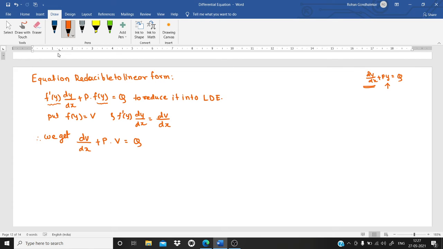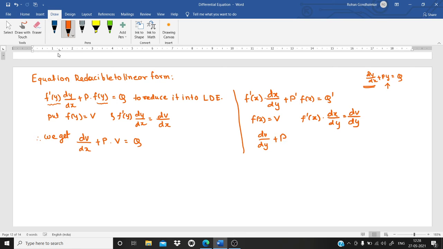Now look at this. Is it in the linear form? Yes, correct. Now one more way I'll try to express. You have f dash of x into dx by dy plus p dash into f of x is equal to q dash. Again the same, you can make a substitution, f of x as v, therefore f dash of x into dx by dy will be dv by dy. Hence your linear differential equation would be dv by dy plus p dash into v is equal to q dash.